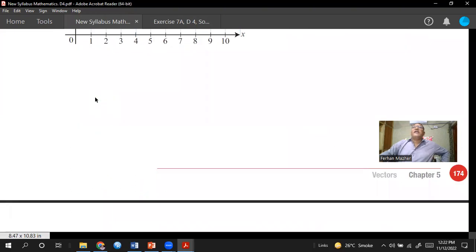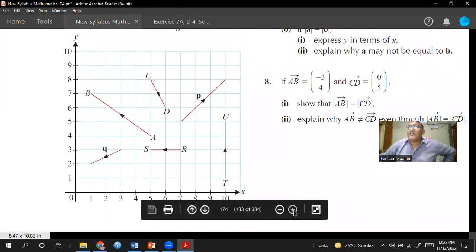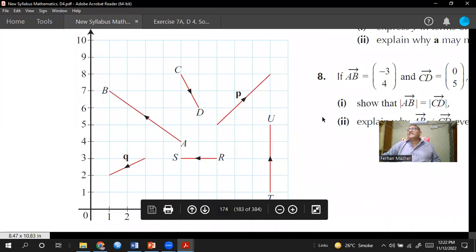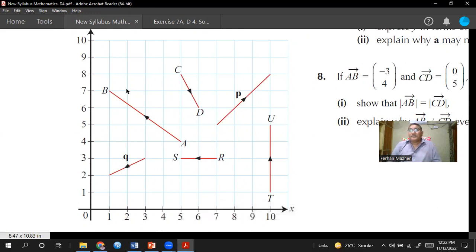Okay, so here we have the vectors that are given. Let me increase the size a little bit, so you can see the whole question. Let's say, for example, I want to find out the column vector of the AB. The method is very simple. You will have to recognize what is the starting point and what is the finish point. From the starting point, I will check how much you have to move on the x-axis, and then how much you have to move on the y-axis to reach from the starting point, the tail of the vector, to the head of the vector, the terminal point.